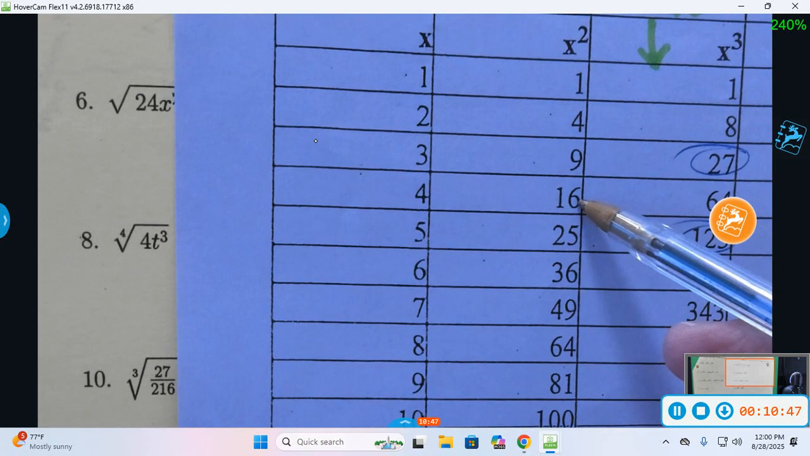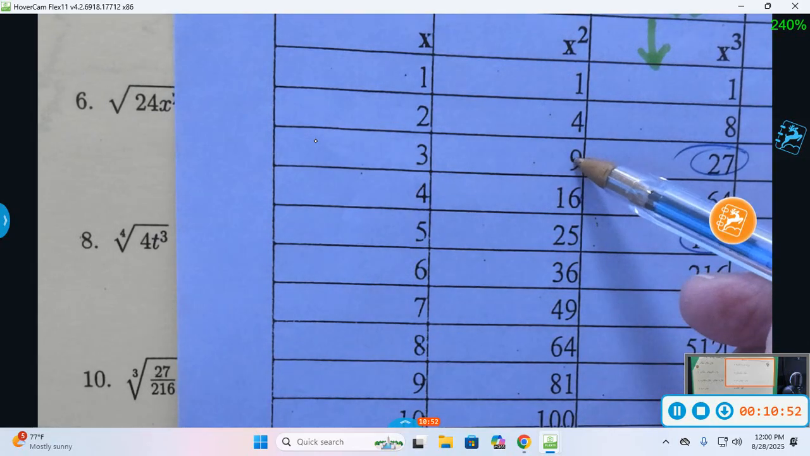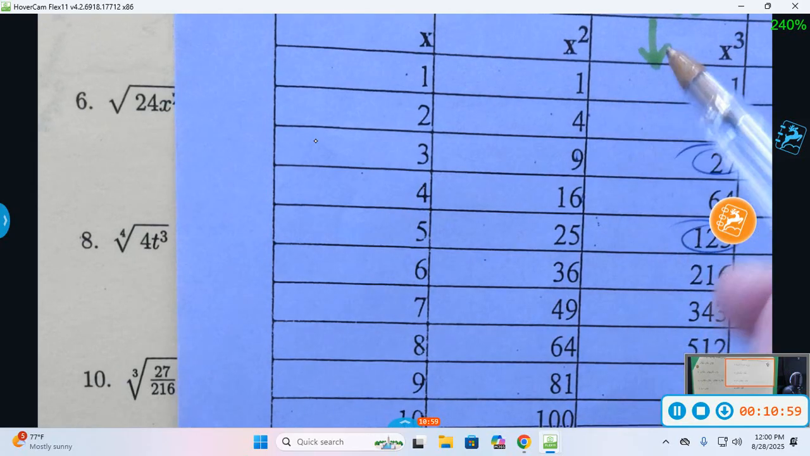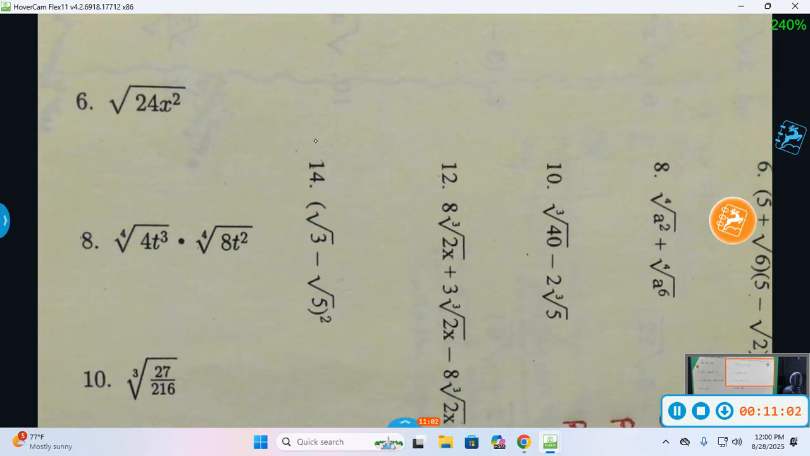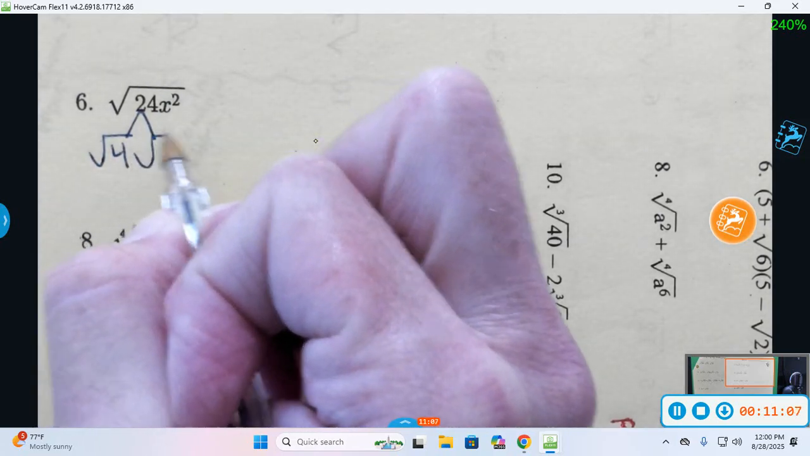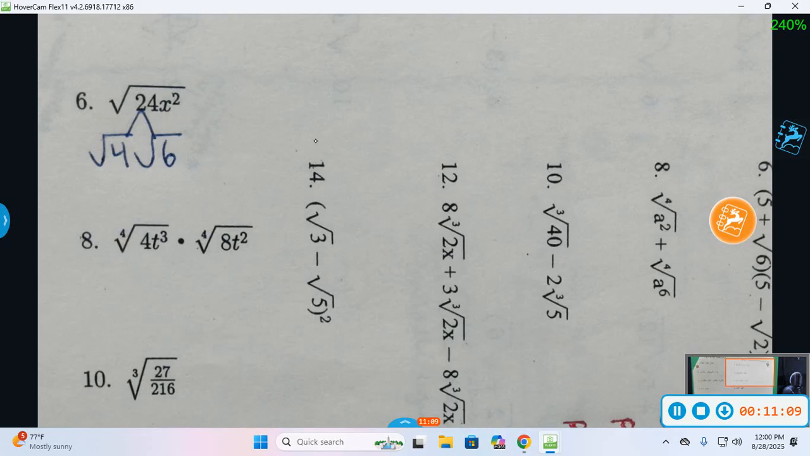Will 16 go into 24? No. Will 9 go into 24? No. I'm trying to find the perfect square that will go into 24. Will 4 go into 24? Yes, it will. So what you're going to do on a problem like this is break it down to the two roots, one of which needs to be a perfect square. So 6 is not a perfect square, but 4 is. And you always want to do the largest one you can possibly find. Otherwise, you're going to have to break it down twice. And I'll show you that on the board.